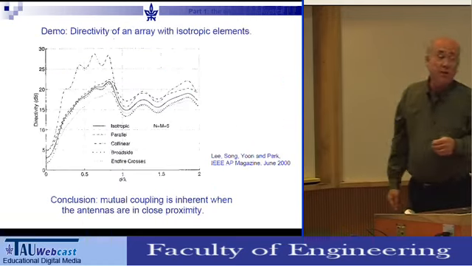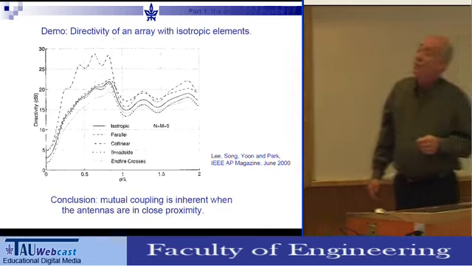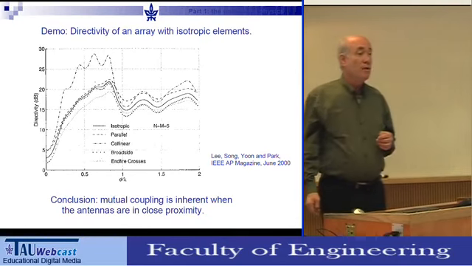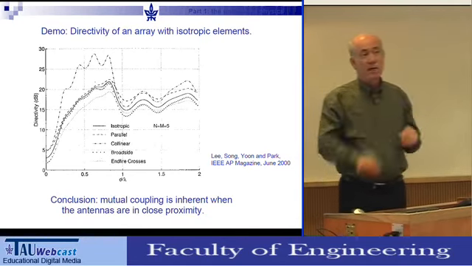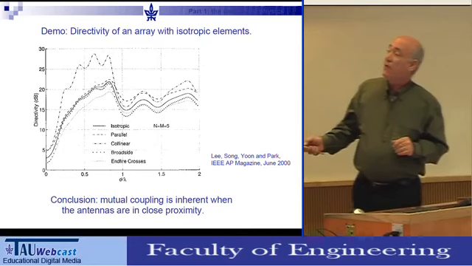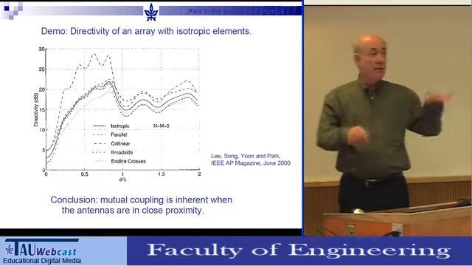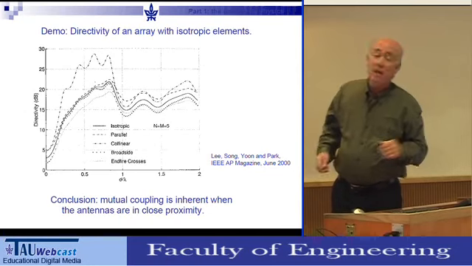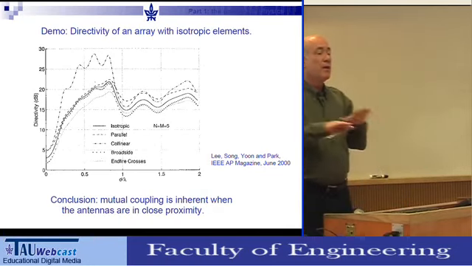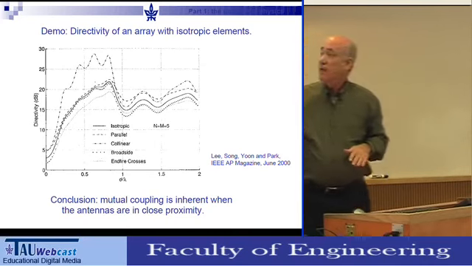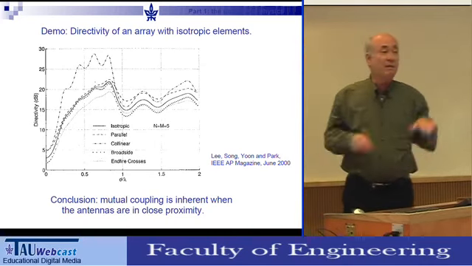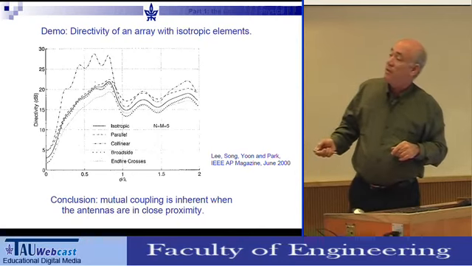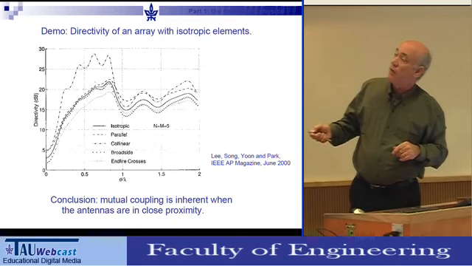Here's a demonstration of why it is true. What we see here is the directivity of an array. An array is made of a bunch of small antennas. Here we have an array which is 5 by 5. It's planar. There are 5 elements in each axis. And we see the directivity. If the elements were totally uncorrelated, then the directivity would simply be the summation of all directivities of the individual elements. And this happens only if you take the distance between the elements to be fairly large.